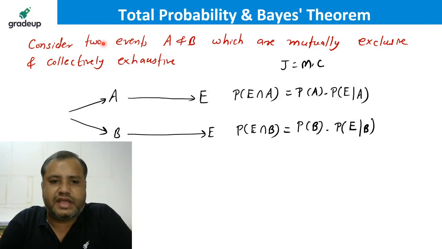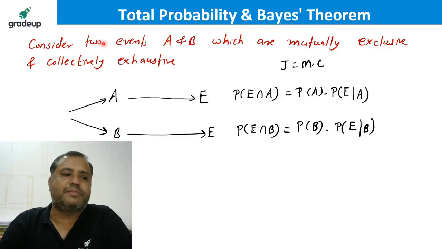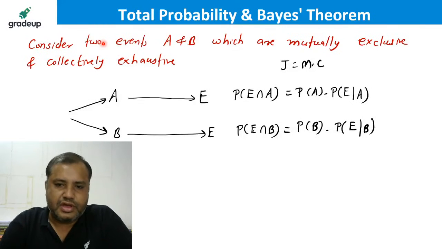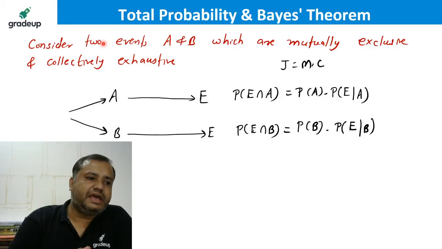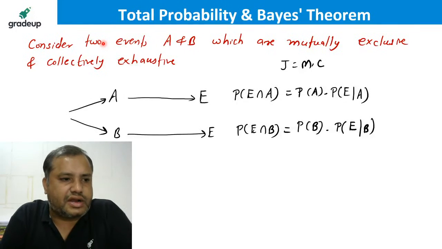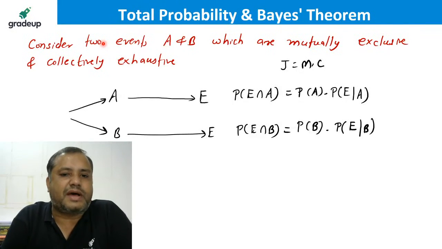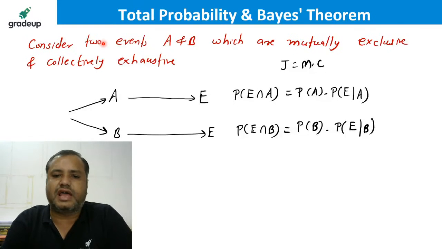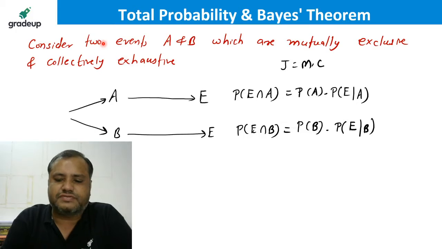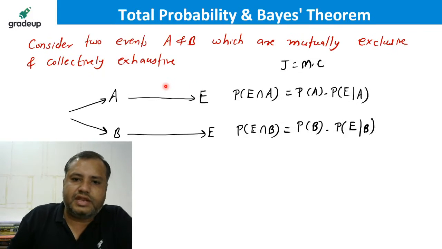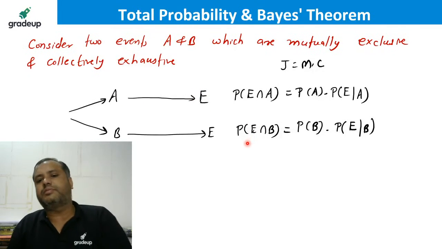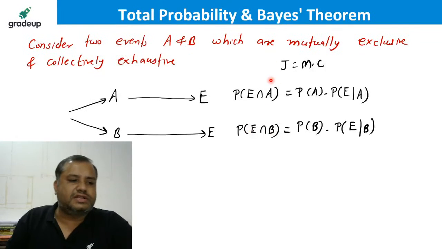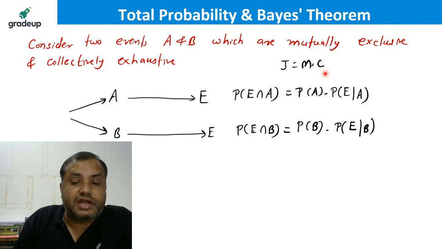There is another event E which can occur either with the help of A or with the help of B. Then E can be executed. E can occur with the help of A, that is the upper path execution. So when E occurs with the help of A, you have to write a joint probability between E and A. When E occurs with the help of B, you have to write a joint probability for E and B. And we know that joint probability is marginal into conditional.